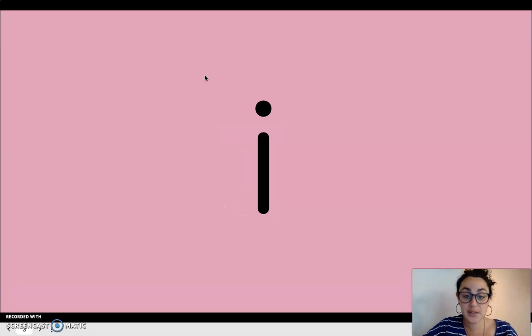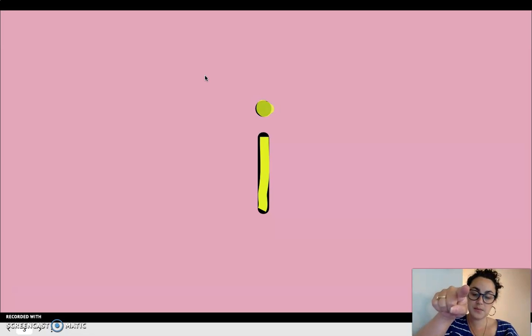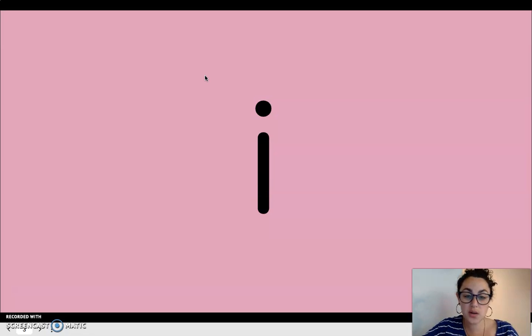A lowercase I is different. It looks like this. It's a line and a dot. The line is pretty short, so let's try it again. A line and a dot. That's a lowercase I. Now let's look at some letters and figure out if it's an I or not.